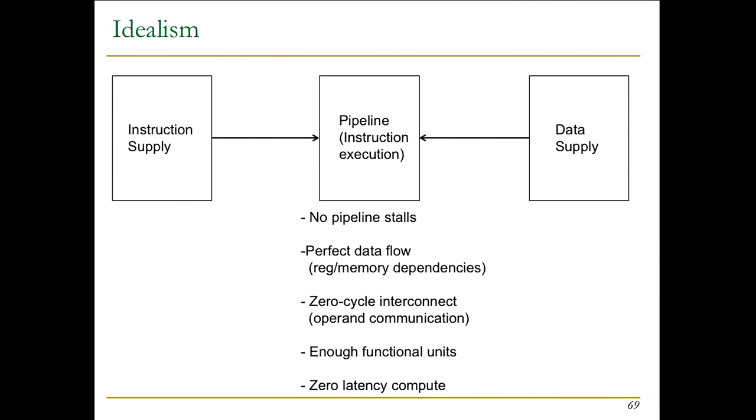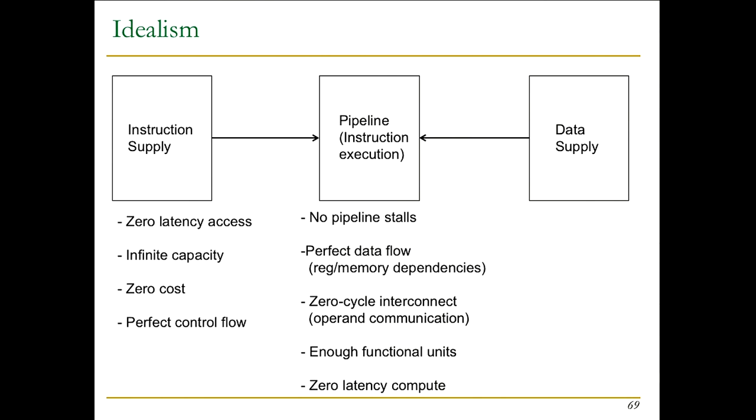You want zero cycle communication. You want enough functional units to sustain the parallelism that you have. And zero latency compute. Right? That's ideal. That's what you want in the end. And people have tried to design the pipelines to approximate that ideal over time. Of course, it's not possible. You get into trade-offs, right? If you want zero latency compute, something else you need to give.